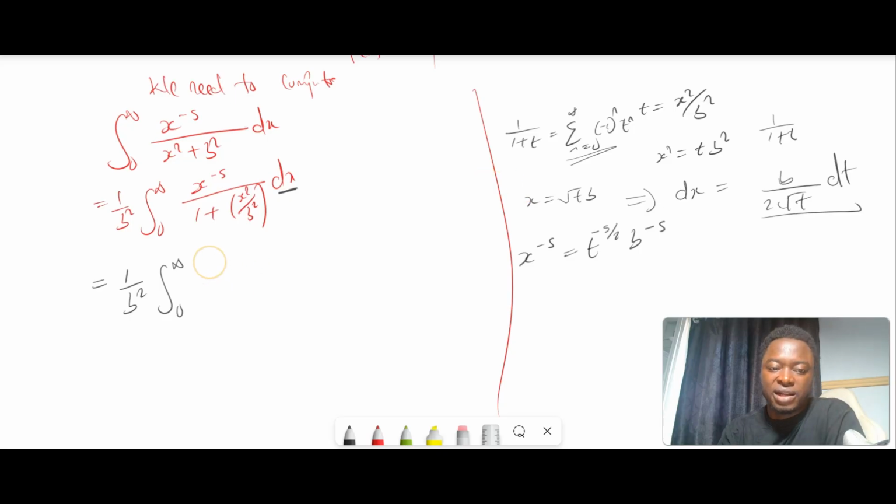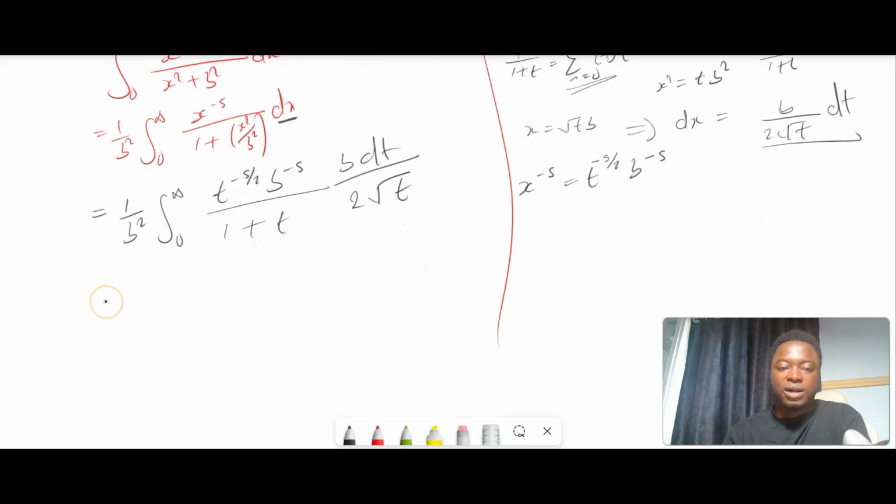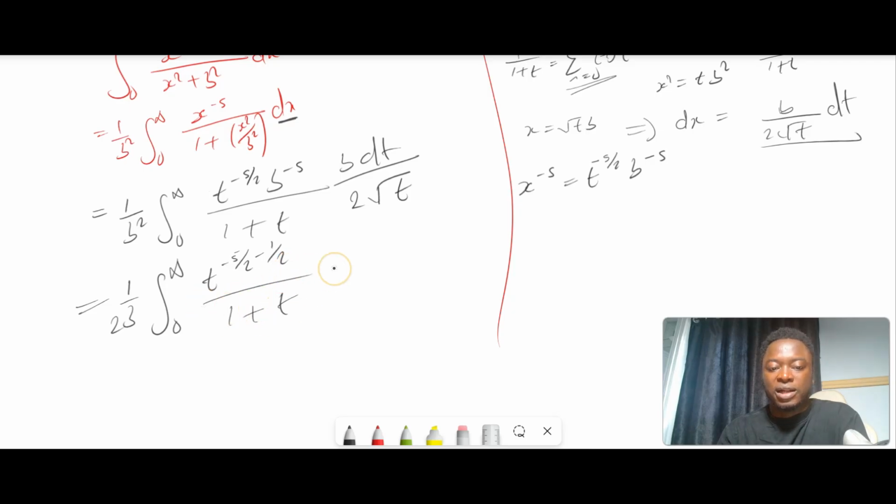So we'll have an x to the negative s, which will be t to the negative s over 2 times b to the negative s, and at the bottom part you will have a 1 plus t. Then our dx would be b dt, all divided by 2 square root of t. So the square root of t and this t to the negative s over 2, and this b here would make this become 1 over 2b times the integral from 0 to infinity. Now over here you have t to the negative s over 2 minus 1 over 2, all divided by 1 plus t, and then you have the dt.